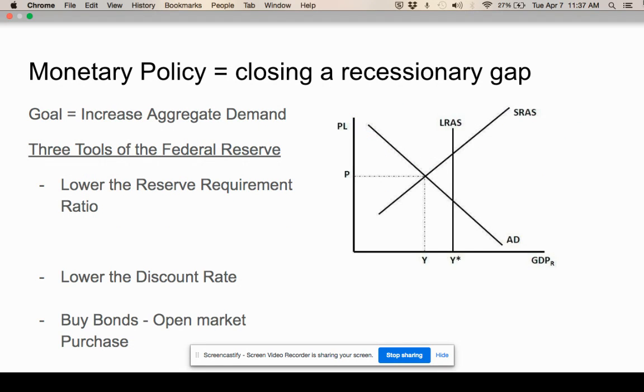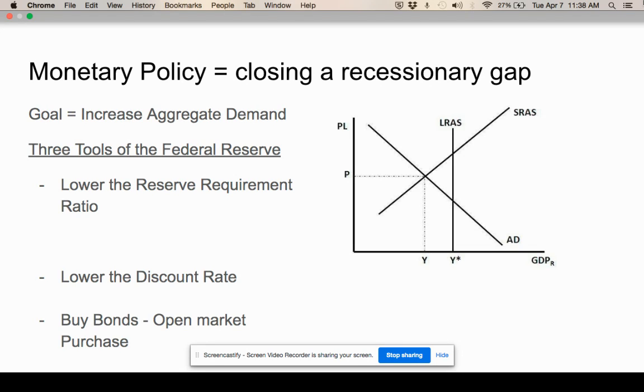All right, here we go. If we are in a recessionary gap, so our short run equilibrium is to the left of the long run aggregate supply curve, our goal here is to increase aggregate demand. You need to get people to start spending money again. To do this, the Fed has three tools. They can lower the reserve requirement ratio. If they tell banks they don't have to hold on to as much money, they'll loan more out. We'll get our hands on money more easily. We'll spend it. Aggregate demand shifts to the right.